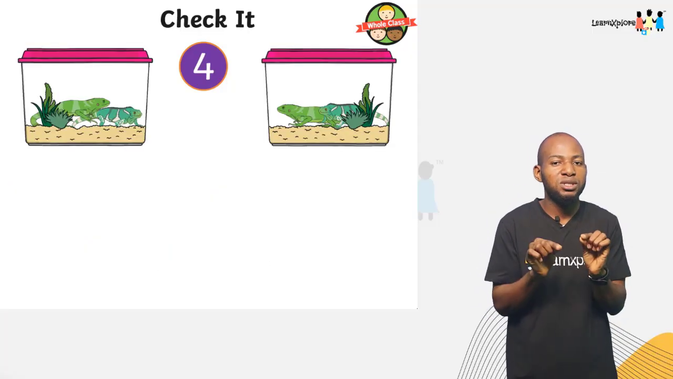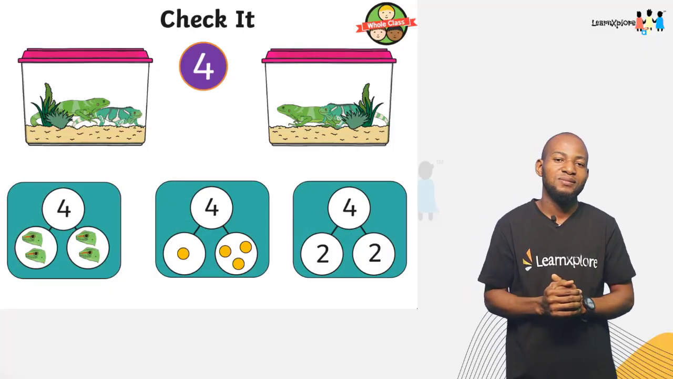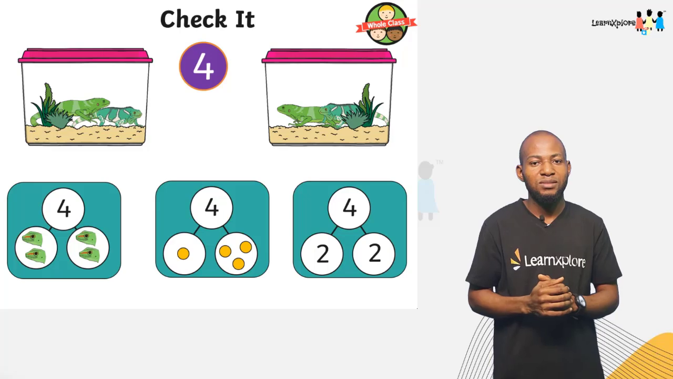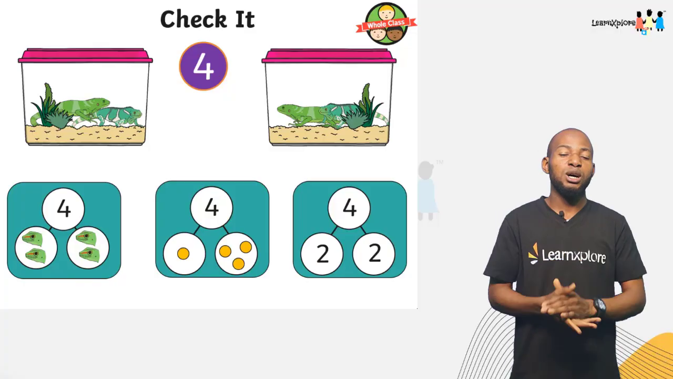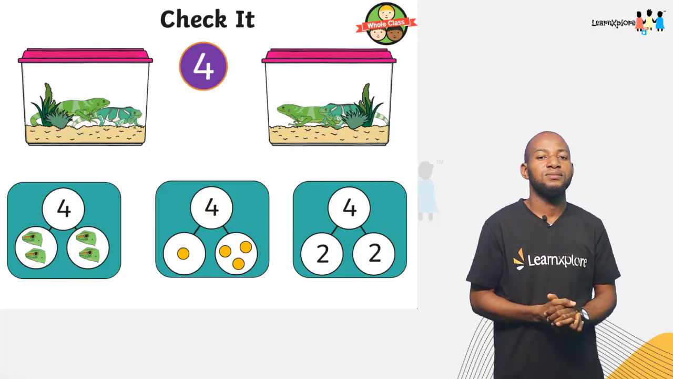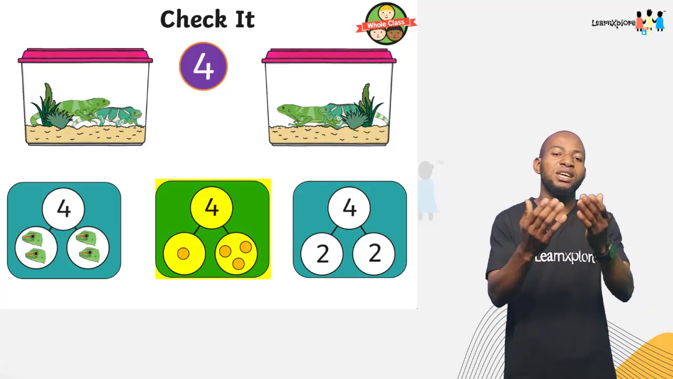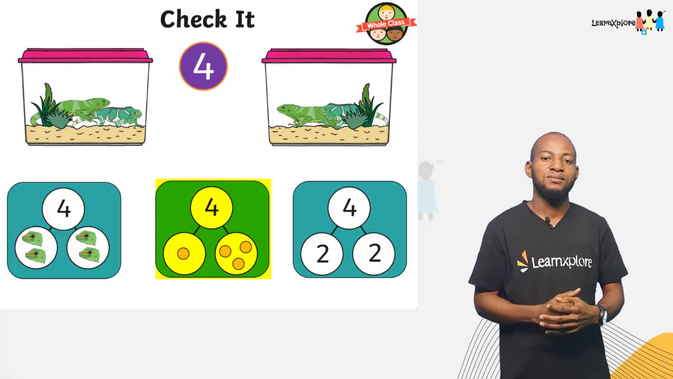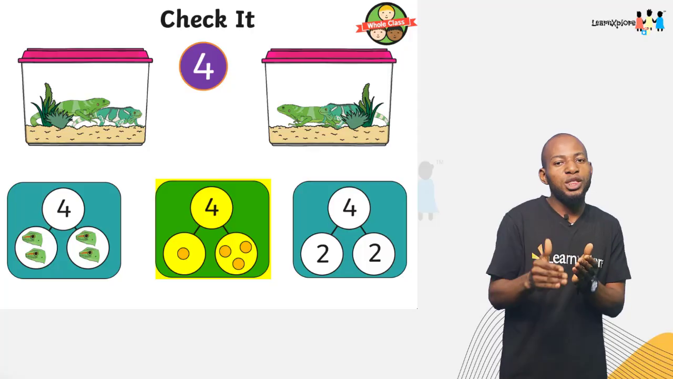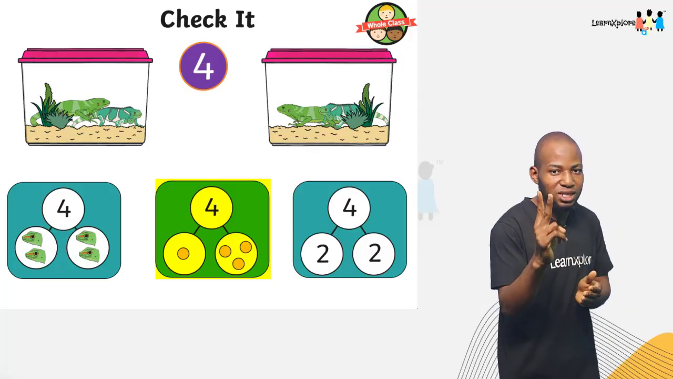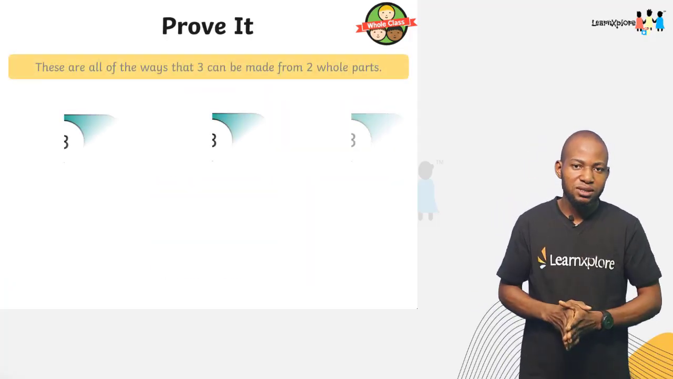Now, can you spot the odd one out? This one. What about this picture? Can you spot the odd one out? This one is the odd one. Why? Because in the pictures there are 2 lizards in each box. That's very good. What about this?